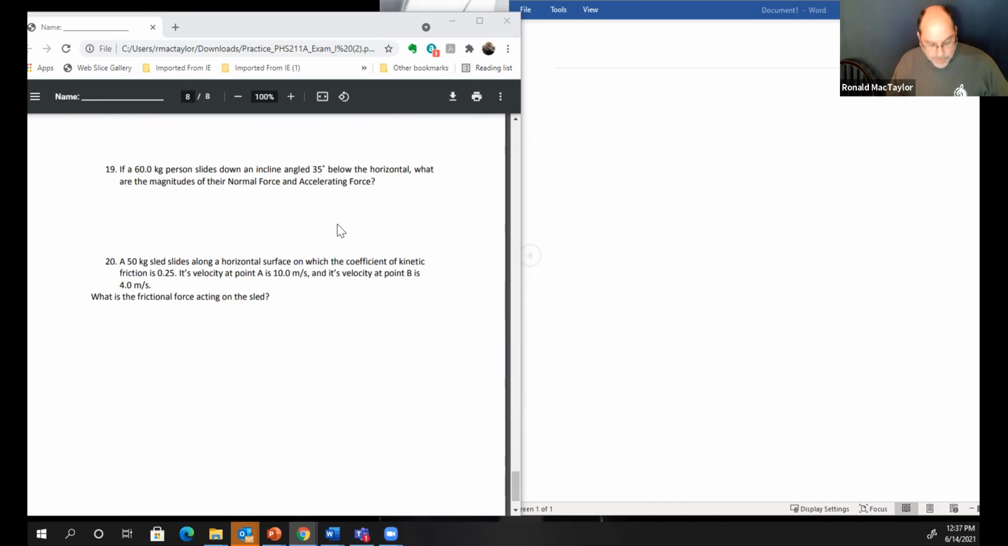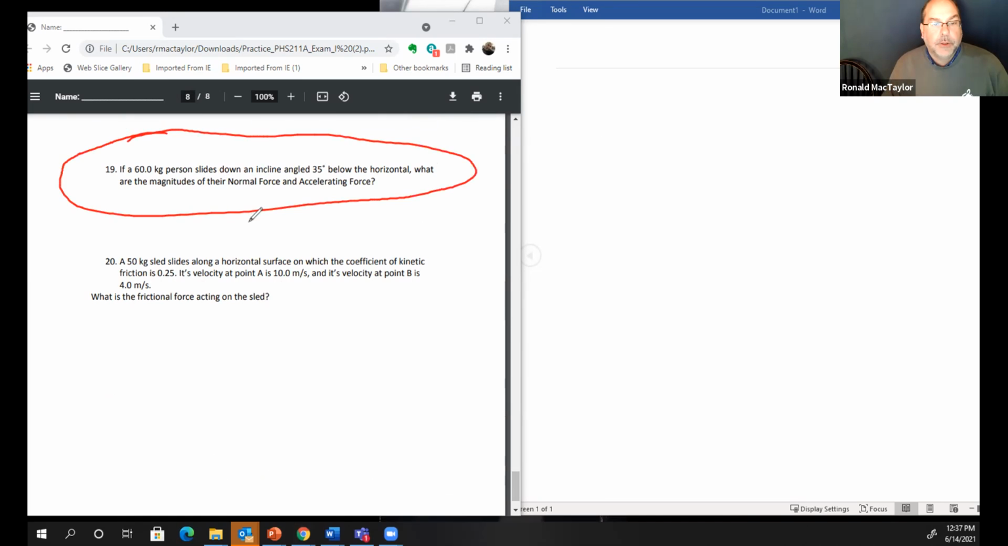Number 19 is one of those questions from the more recent material that I think might be a little confusing to people. So I just want to run through the steps for this problem quickly. This problem is something on an inclined plane. I guess we have a person sliding down a slide at a park or something. So a person sliding down.